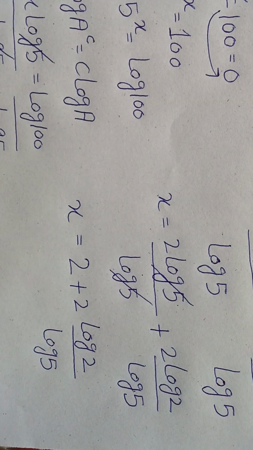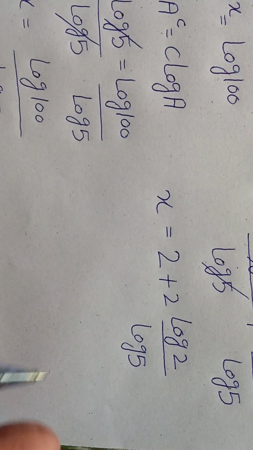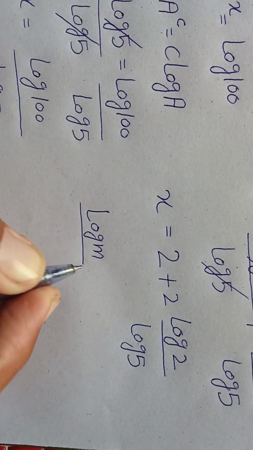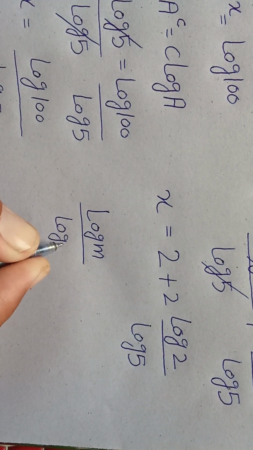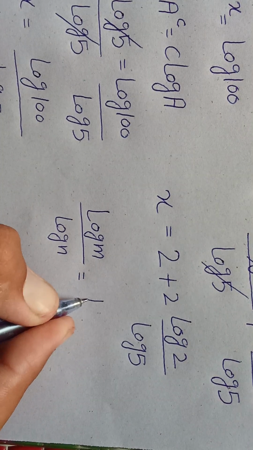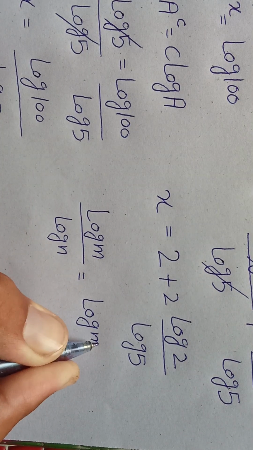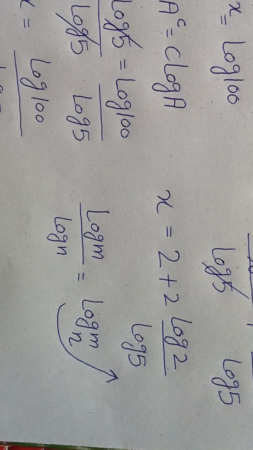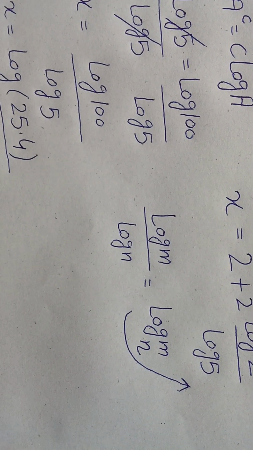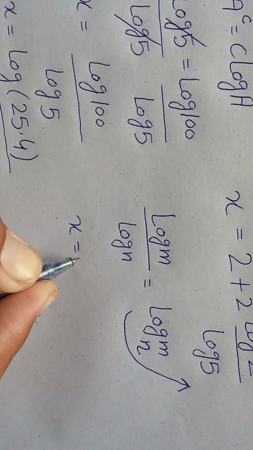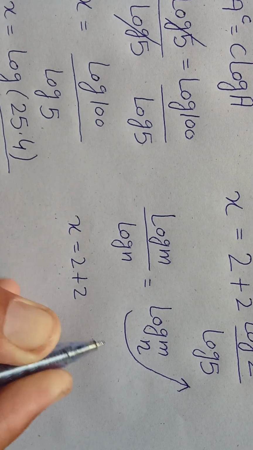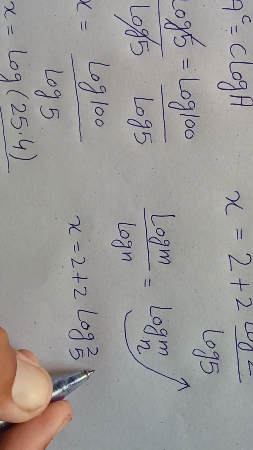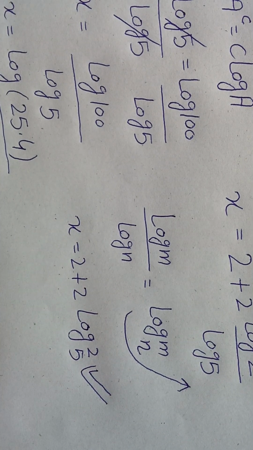Now dear student, here according to one rule, log m divided by log n is equal to log m base n. We can apply this rule on the right side equation. So x is equal to 2 plus 2 log 2 base 5. This is the final answer of x.